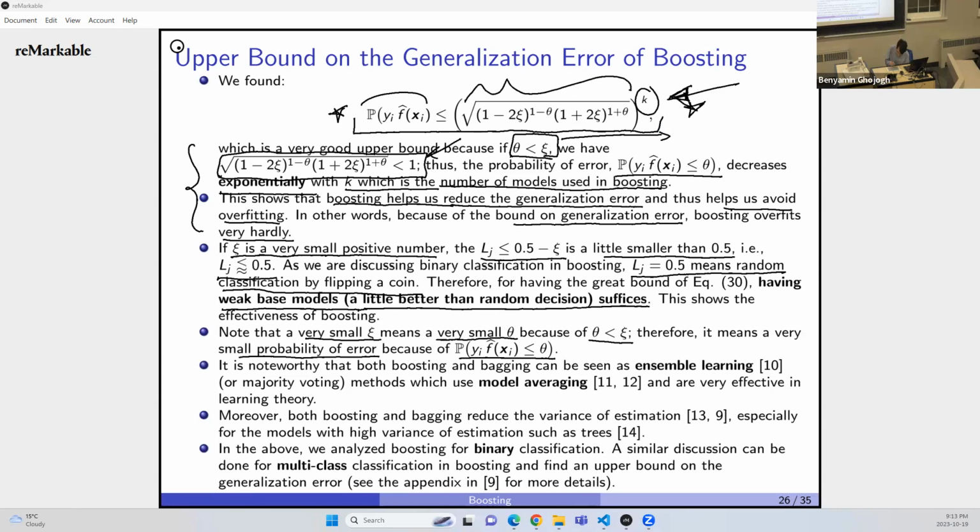It is noteworthy that both boosting and bagging can be seen as ensemble learning or model averaging. Moreover, both boosting and bagging reduce the variance of estimation. For models with high variance of estimation, it's a good technique to use boosting for reducing the variance of estimation. And we analyzed it for binary classification. You might say, why are we using it for binary classification? We might have multi-class classification. Similar analysis exists for multi-class classification. We can extend it to multi-class classification for generalization error. You can see the appendix in reference 9 for more details.